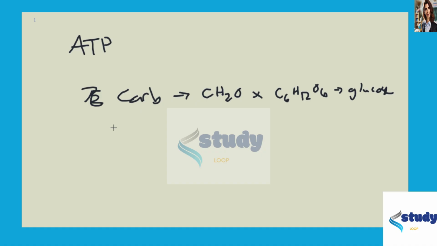B says glycolysis, which is also not a type of bond. Glycolysis is an enzymatic process involved in breaking down glucose and sugars.